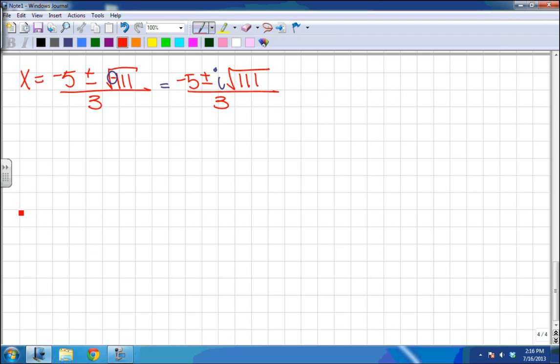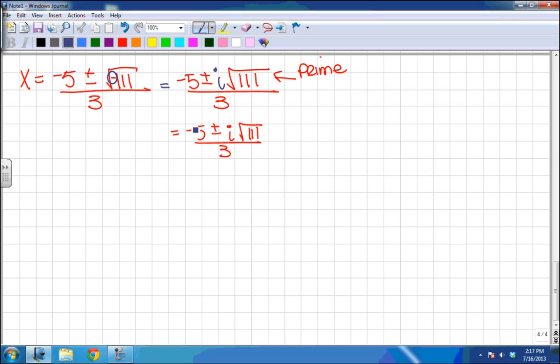The square root of 111. Now you can play with this number for quite some time, but hopefully you recognize off the bat that 111 is a prime number. It does not have a nice square root. It does not have a whole number square root, nor does it have any numbers that go into it that have square roots. So my final answer is actually negative 5 plus or minus i square root of 111 all over 3.